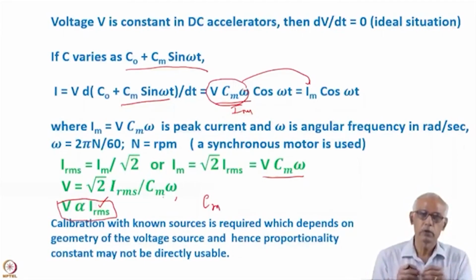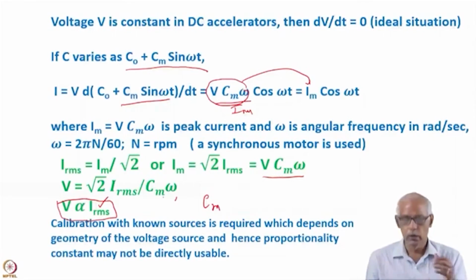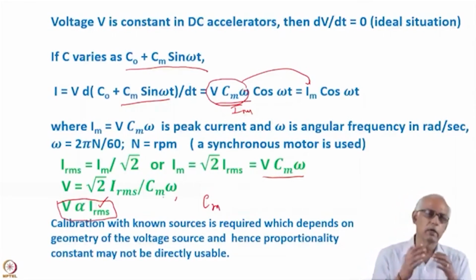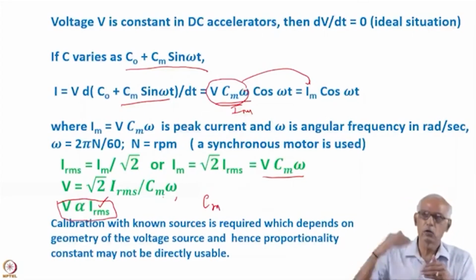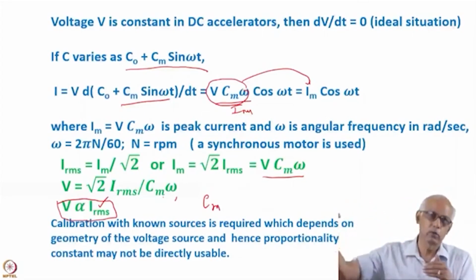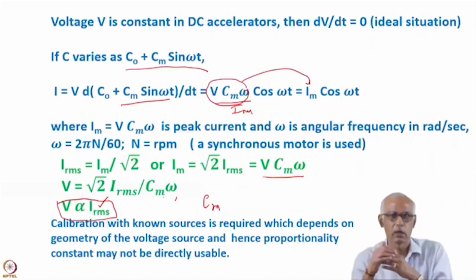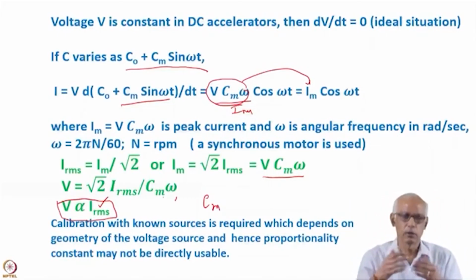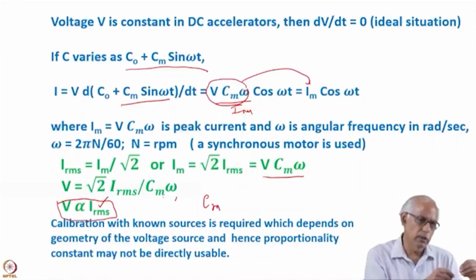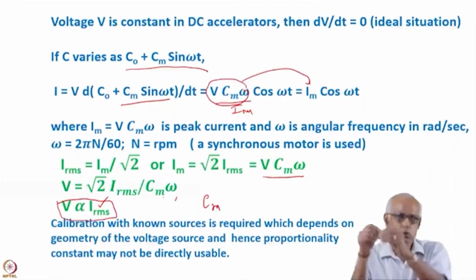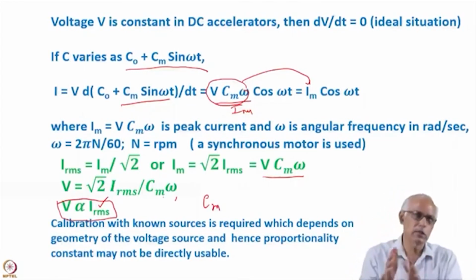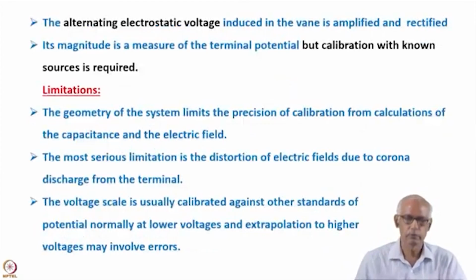Normally when you are calibrating it, you calibrate at lower voltages and try to extrapolate it to the high voltage, because ultimately you are measuring the high voltages. The constant obtained at a low voltage may not be very accurate or usable at high voltages. So this has to be taken into account.